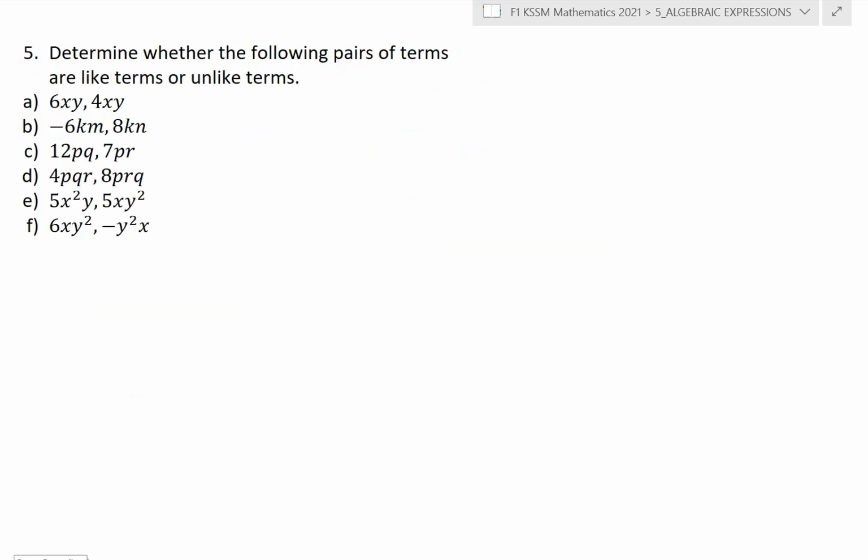Okay, and last but not least for this video's lesson, we are going to determine whether the following pairs of terms are like terms or unlike terms. Okay, like terms, term yang sama, dan unlike terms is term yang tidak sama. Okay, term yang tidak sama. Sebenarnya sangat senang, macam mana kita nak detect term tu sama ke tak sama. Okay, so term ini dia tak kira susunan.